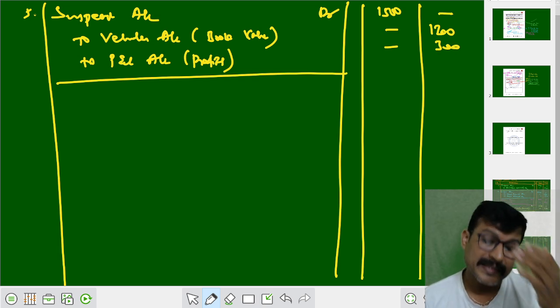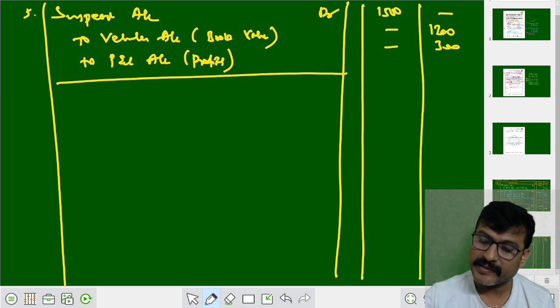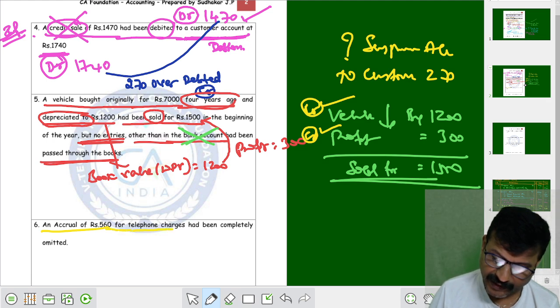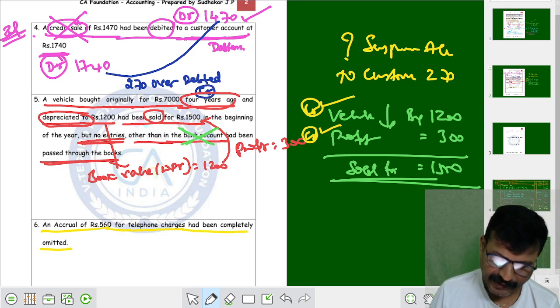Sale of vehicle is now recorded. See the next one. An accrual of rupees 560 for telephone charges had been completely omitted.